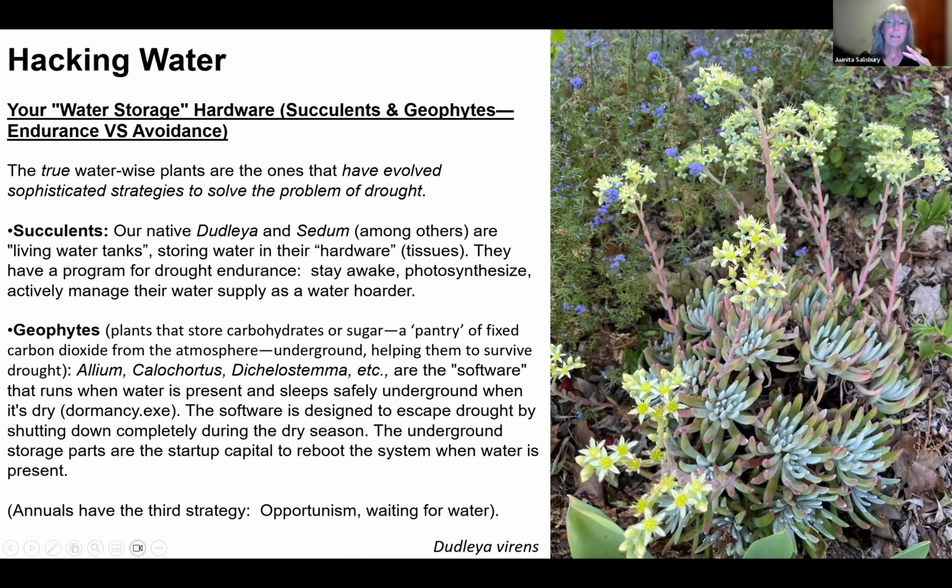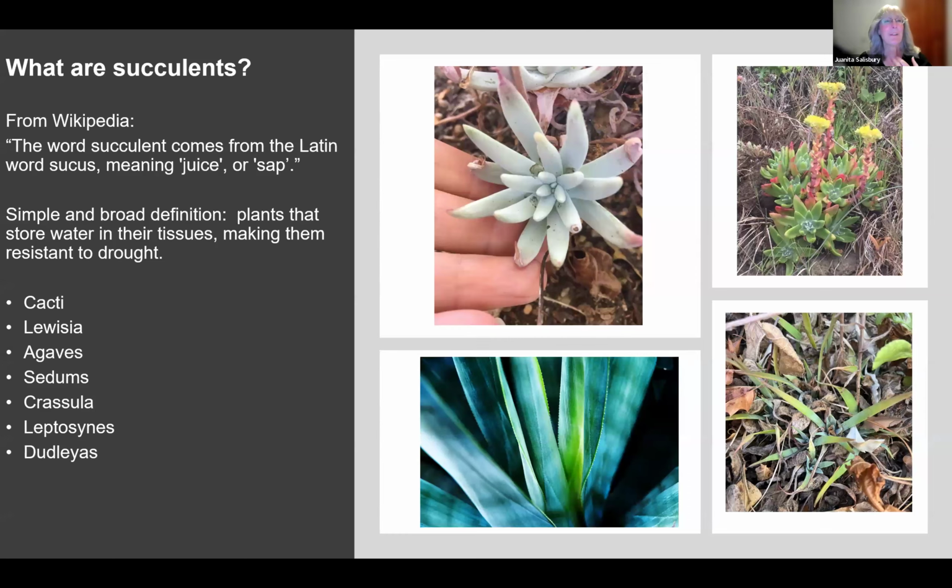So consider that plants have figured out how to manage our dry summers and wet winters. They have these different strategies, which I think is super cool. All right, but what are succulents? From Wikipedia, the word succulent comes from the Latin word succus, meaning juice or sap, and a simple and broad definition is the plants that store water, making them resistant to drought. They hoard it. We have some beautiful pictures of various succulents here.